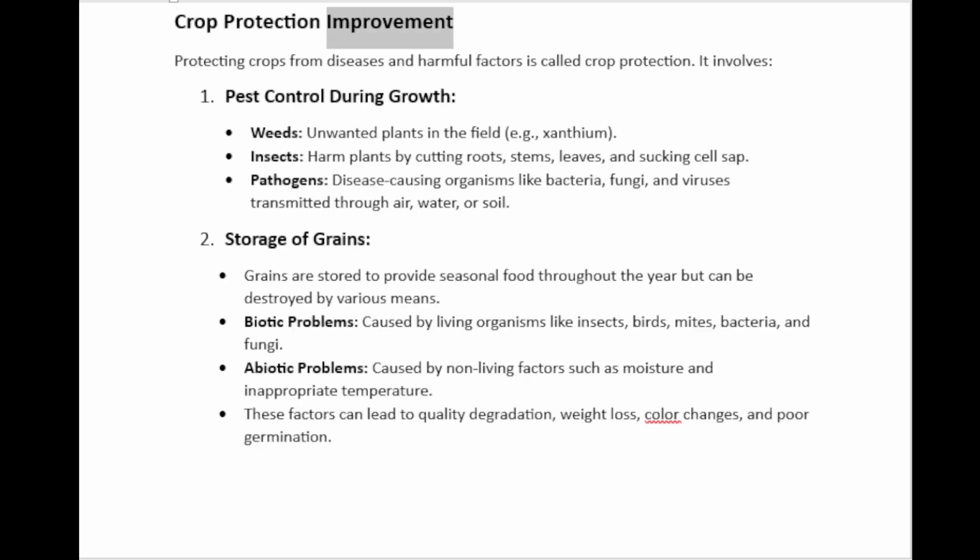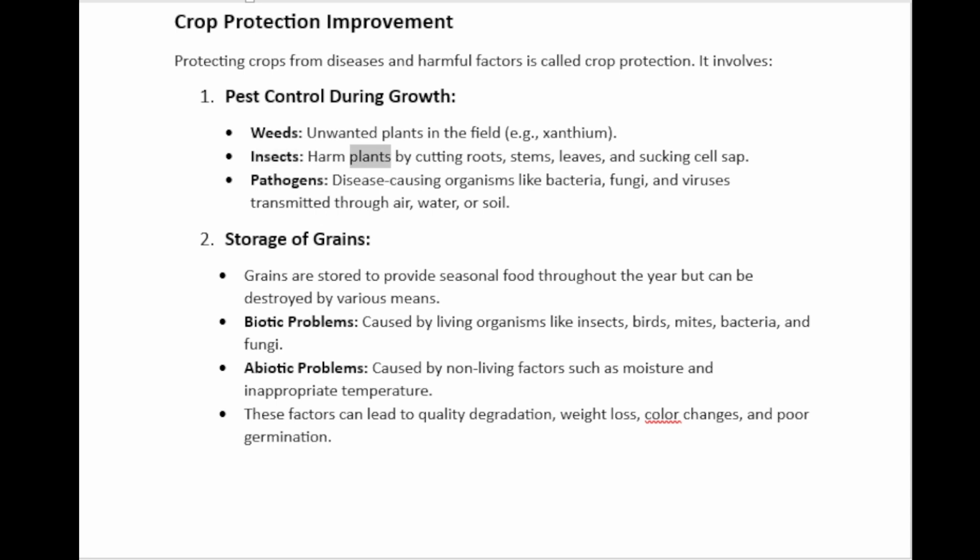Crop protection improvement. Protecting crops from diseases and harmful factors is called crop protection. It involves pest control during growth. Weeds are unwanted plants in the field, e.g., xanthium.